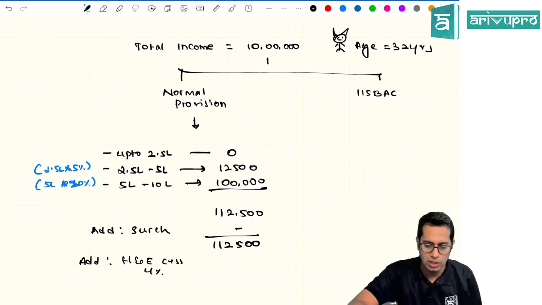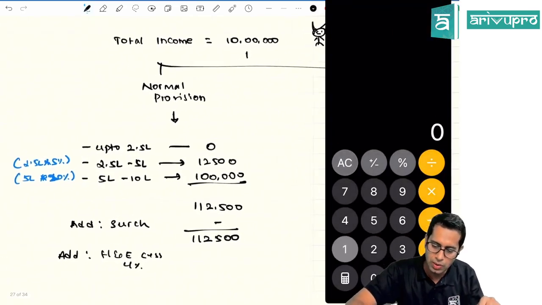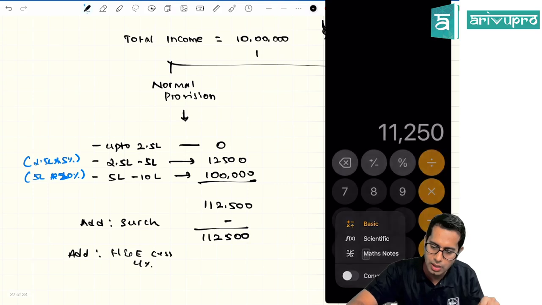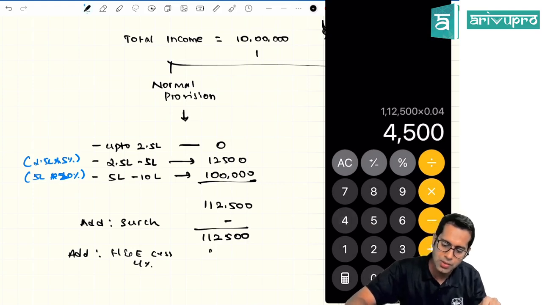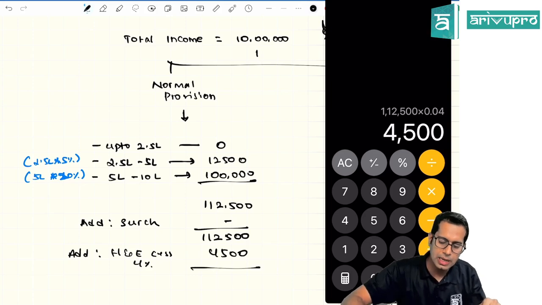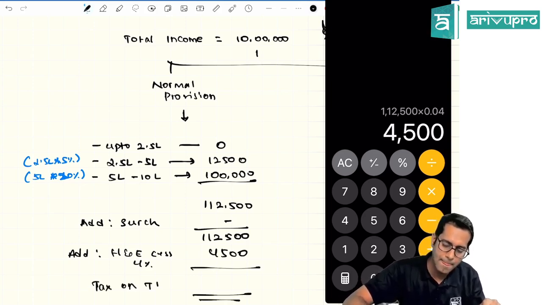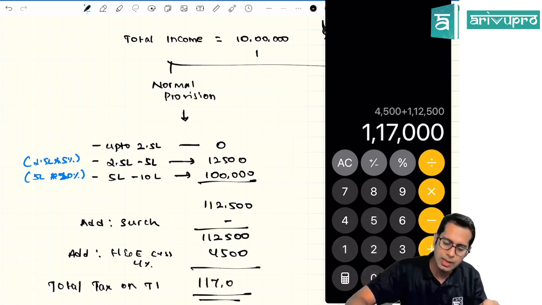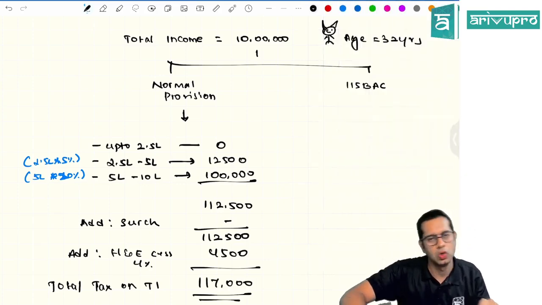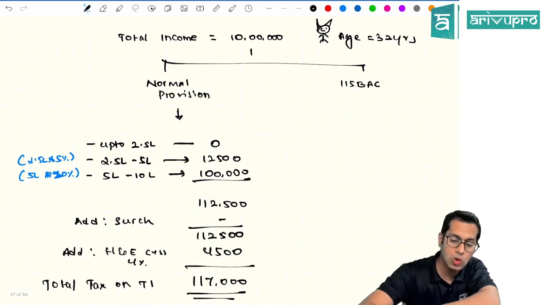So 1,12,500 into 4%. 4,500 is the health and education cess. So total tax will come to 1,17,000 rupees. Now, what about normal provision, sir?